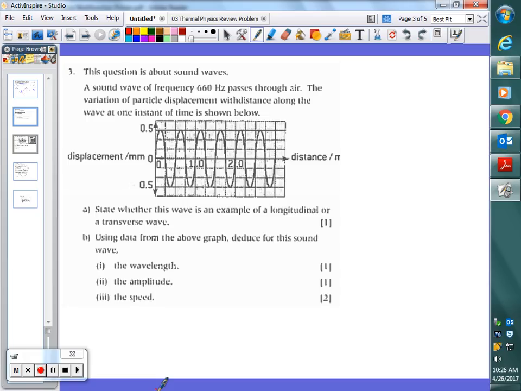If it's a sound wave, it's got to be what? It's longitudinal. You can't necessarily tell that from the picture, but because they told you it was a sound wave, it has to be longitudinal. Using the data from the above graph, deduce this for the sound wave. So, wavelength. That's one wave, yes? What's the distance that we've covered there? Half a meter.